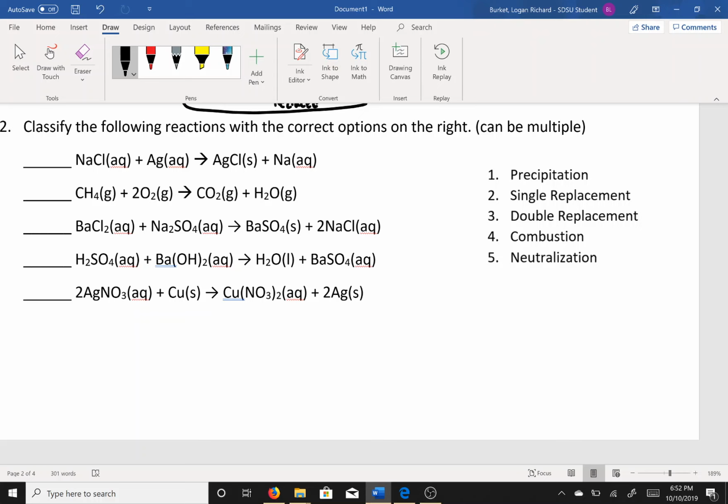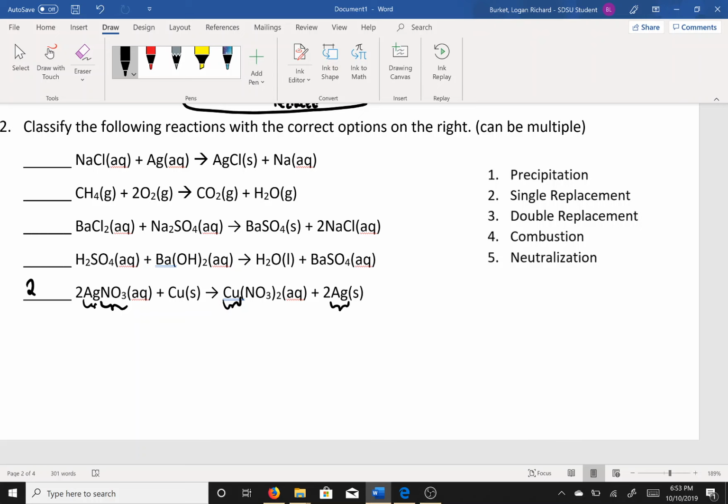So basically, an example of that is the last one. The NO3 just goes from being attached to the silver to being attached to the copper. And the Ag is on its own. So this would be single replacement here.